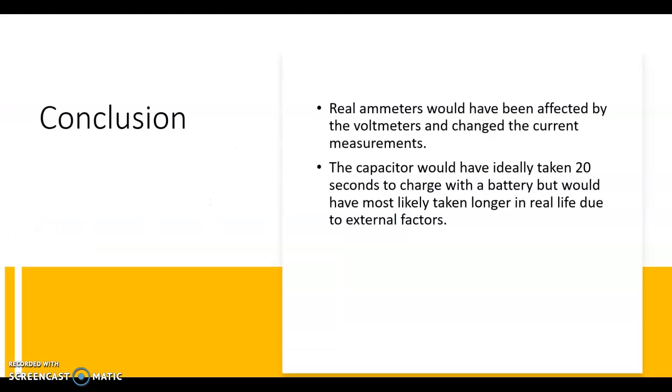And as a conclusion, this lab was a little different than it would have been if we had been in person, because real ammeters would have been affected by the voltmeters, so the current value would have changed throughout the experiment slightly, but as this was a simulation, we saw that the current just stayed at 0.02 amps throughout most of the experiment.